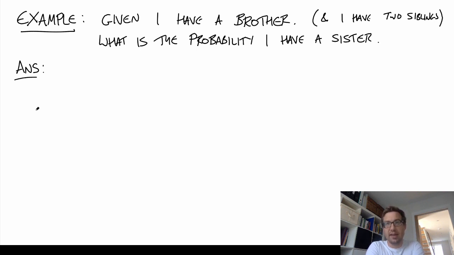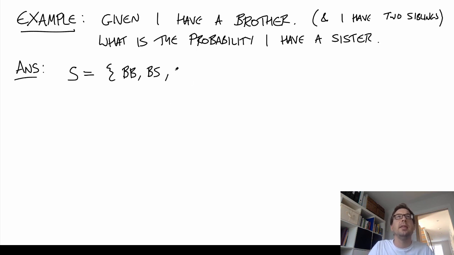Most people's gut reaction to this question is that it's a half, because you can either have a brother or a sister, so the other one must be either a brother or a sister, so it's 50-50. But actually, if we think about this properly, we'll see that it's 2/3 probability. So let's look at this. The state space for this is brother, brother: first sibling a brother, second sibling a brother. Or brother, sister: first sibling a brother, second a sister. Or sister, brother: first a sister, second a brother. And sister, sister: first a sister, second a sister.